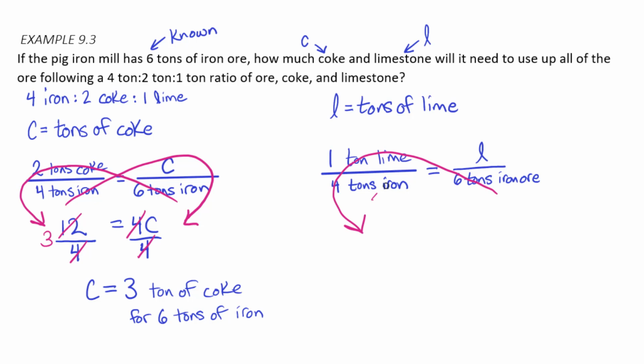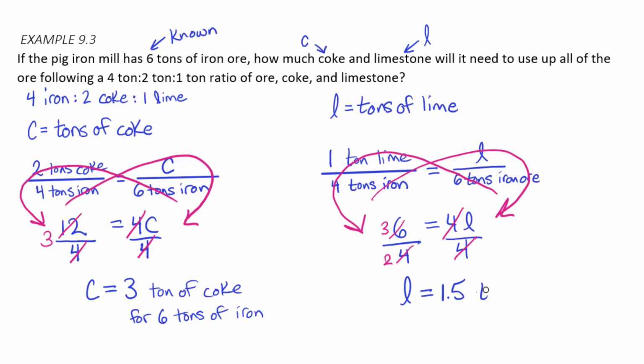Cross multiplying 6 times 1 and 4 times L, we get 6 equals 4L. To solve for the amount of lime we actually need, we need to divide by 4 in order to take care of that coefficient on L. These cancel and become 1. This simplifies to 3/2 or 1.5. So the amount of lime that you need for 6 tons of iron ore is 1.5 tons of lime for 6 tons of iron ore.